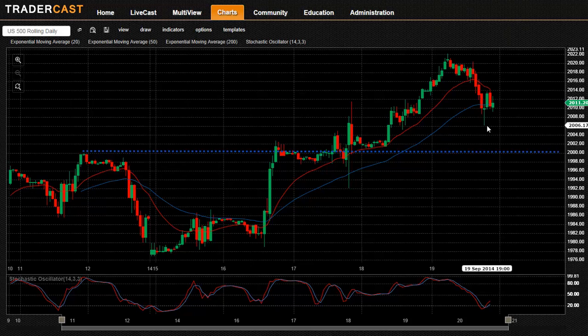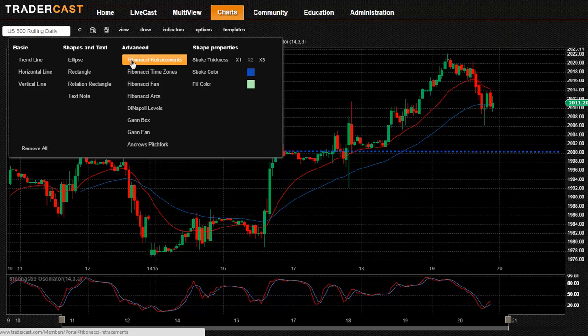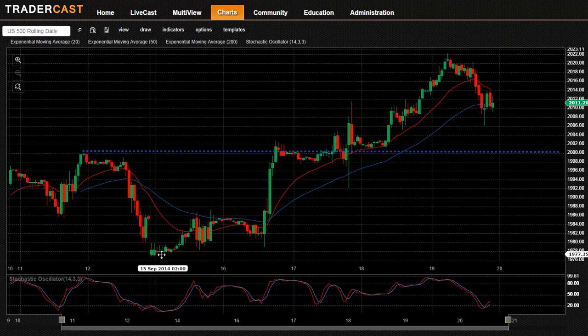important support on 4-hourly and also daily time frame because it was previously tested on a number of occasions. A loss of 2006 could potentially very quickly target additional support on the downside at 2000, which is a cluster of these previous lows and highs, and it's also very close to the fib retracement. So let's put the fib on and see how that works.